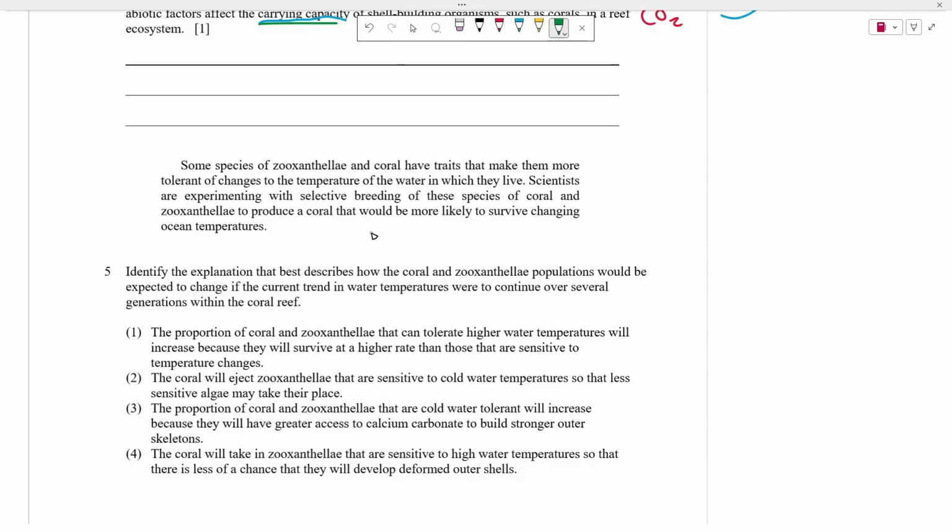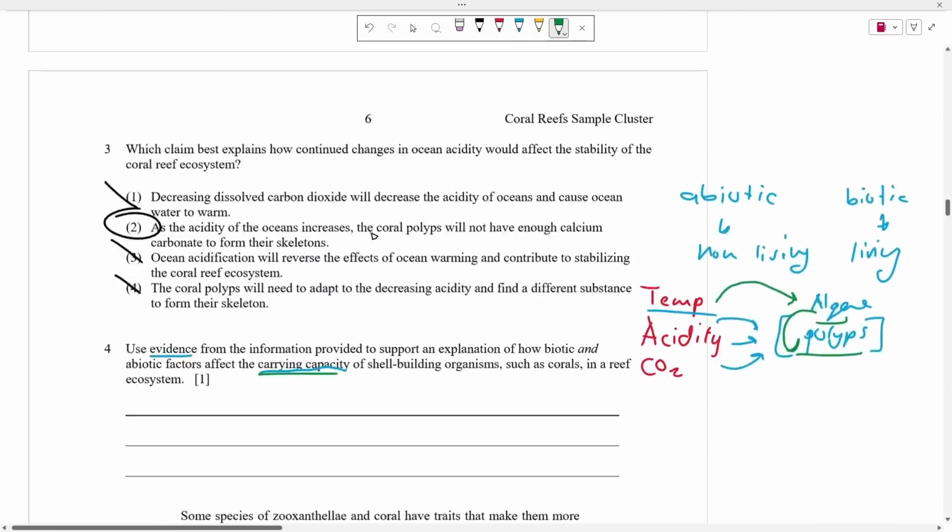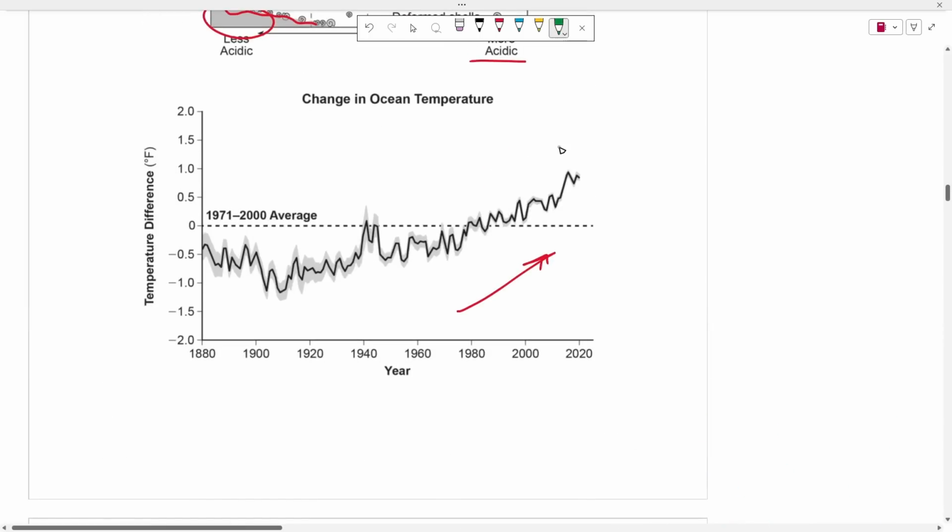So here we have to identify an explanation that best describes how coral and zooxanthellae populations would be expected to change if the current trend in water temperatures continue, right? So what are the current temperatures? What is the current trend in water temperature? Well, it's going to increase, and it's increasing above the average. That's how you know it's a significant increase, because it's more than average right now.